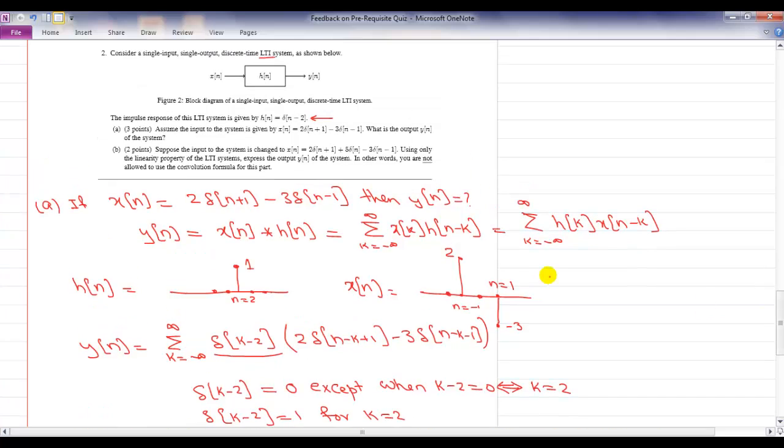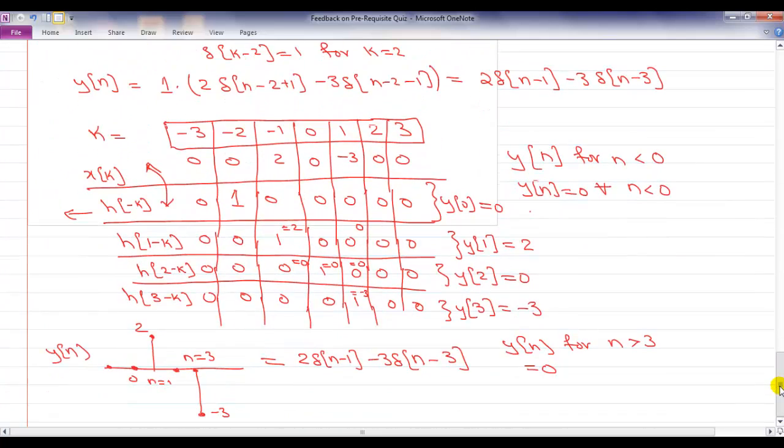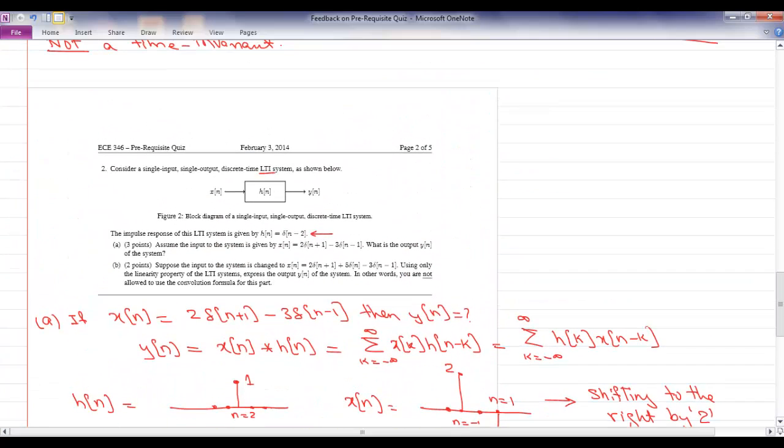So this is our input, and the only thing that the system is doing is shifting it to the right by 2. As you can see in this plot, this is exactly what you are getting. Other people were able to use the superposition principle, which we will also talk about in part 2.